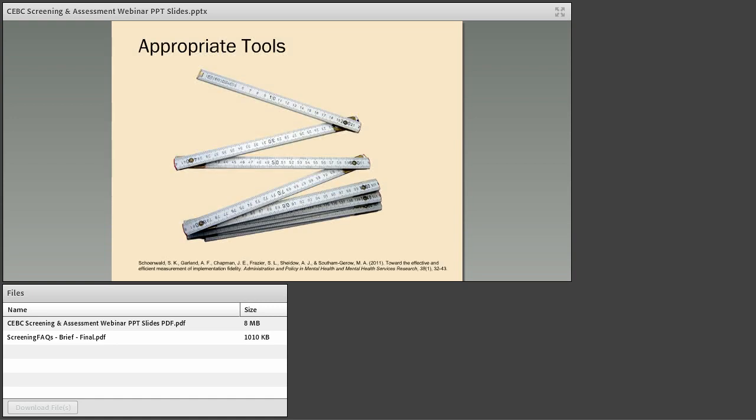So that brings us to the last portion of my part of the presentation, which is that it's important to choose tools that are appropriate for the purpose that you're using them for. Jared's going to talk more about reliability, validity, sensitivity, specificity. So those are some of the ways that we estimate the appropriateness of the tools.